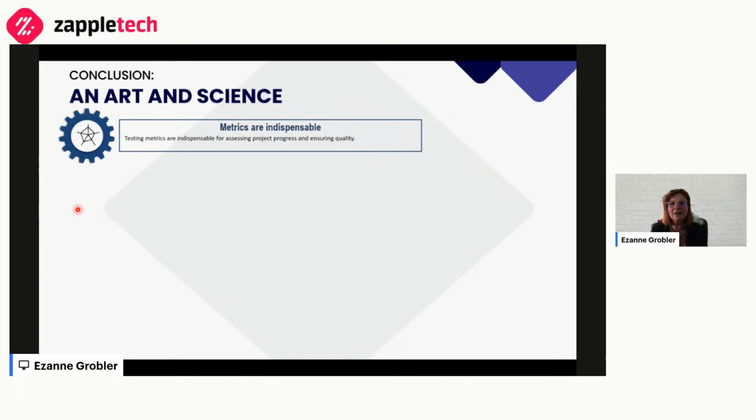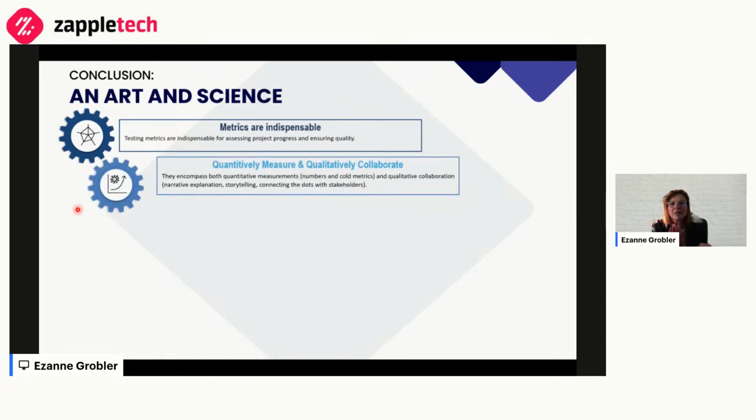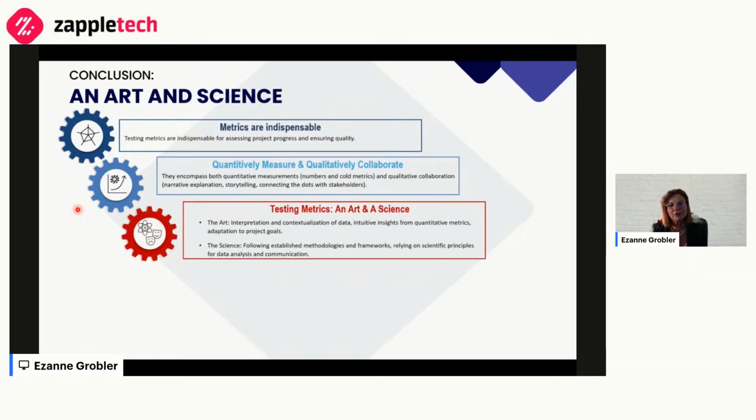So the art and science of metrics. Metrics are indispensable. Metrics are absolutely there, but they need to be used in the right manner. Qualitative measure and quantitative measure and qualitative collaboration. They encompass both the quantitative side, the numbers and the cold metrics, with the narrative, the qualitative collaboration, the storytelling, the connecting the dots for your stakeholders.